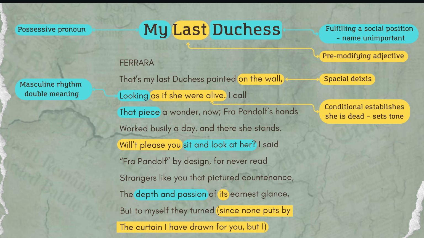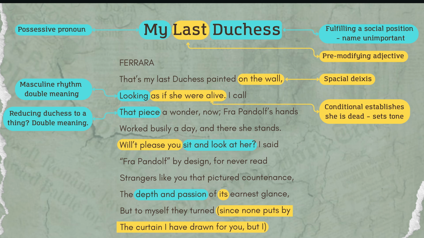And then we've got, "I call that piece". So that piece, is it the portrait or the Duchess? Again, we've got double meaning. A piece could also refer to somebody who's a bit of a prostitute or a bit of a wanton woman. So it could be a derogatory term as well. So, "I call that piece a wonder now."